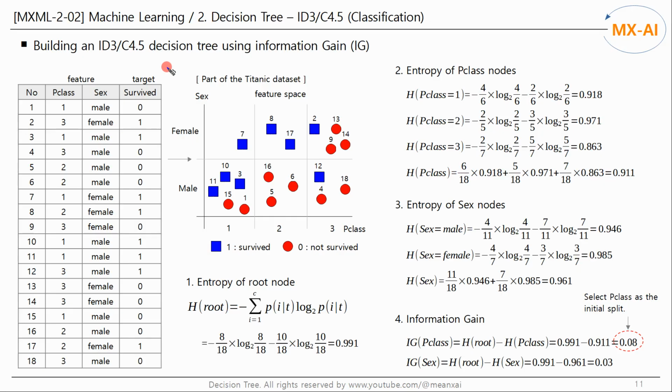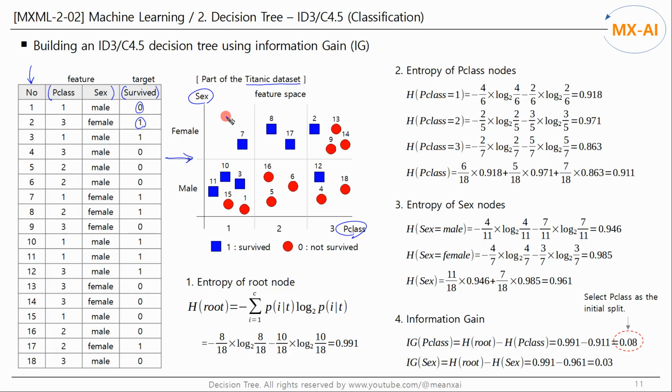Next, we'll look at how to build an ID3 or C4.5 decision tree using information gain. Let's use the dataset below. This dataset has 2 features and 1 target class. The target class consists of 0 and 1. This is part of the Titanic dataset. Let's plot these data points in a 2-dimensional space with axes p-class and sex as follows.